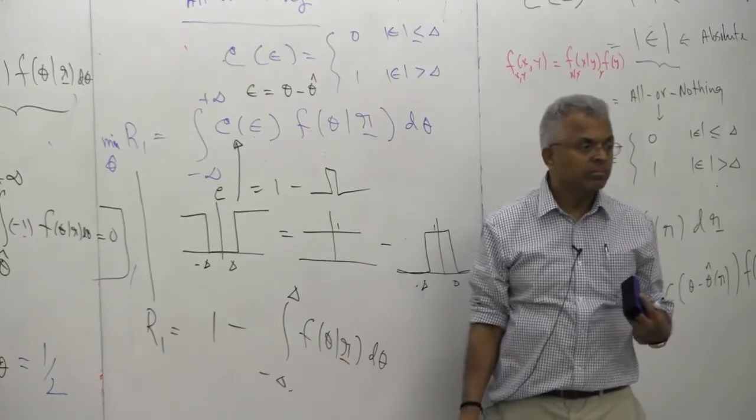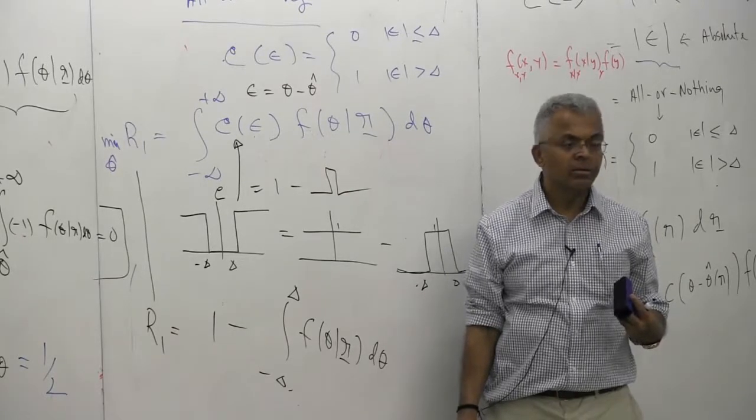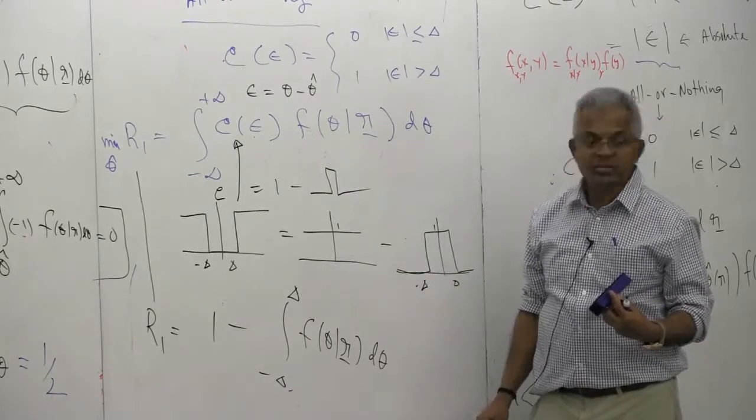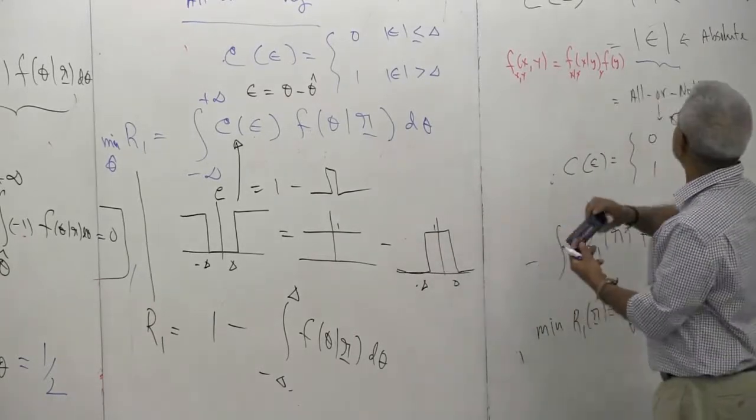Minus delta to delta is a range of the variable. Minus delta to delta is from here. It has nothing to do with the density function. The density function is like this.